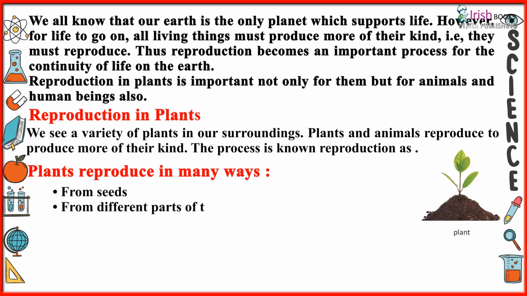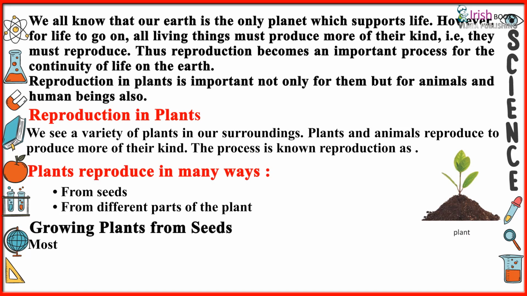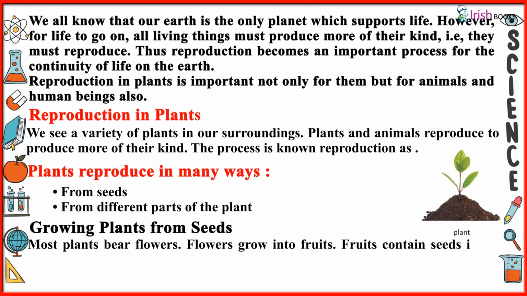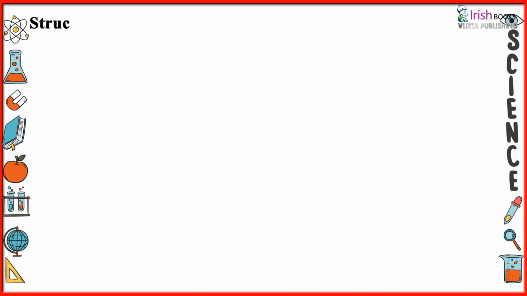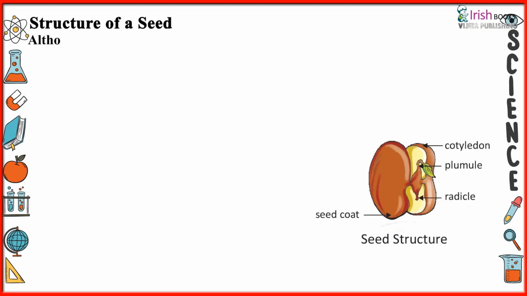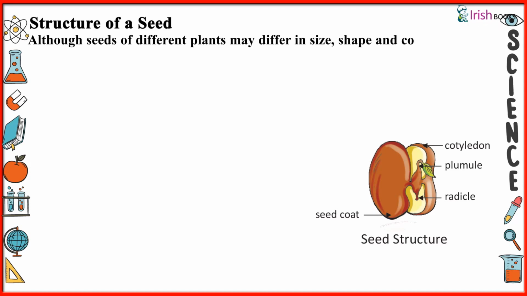Growing plants from seeds. Most plants bear flowers. Flowers grow into fruits. Fruits contain seeds inside them. Some fruits have only one seed in them, while some others have a large number of seeds. Structure of a seed. Although seeds of different plants may differ in size, shape, and color, they have parts which are common. The seeds have a hard covering called the seed coat. It protects the seed from being damaged.